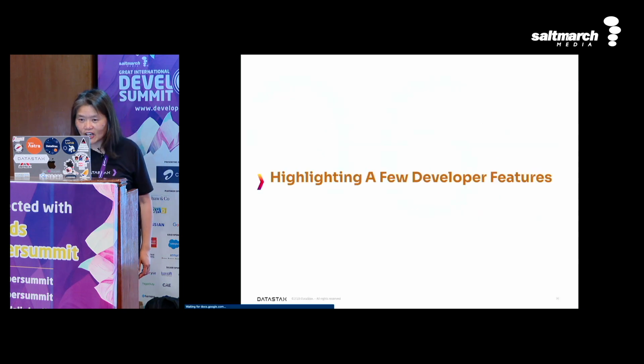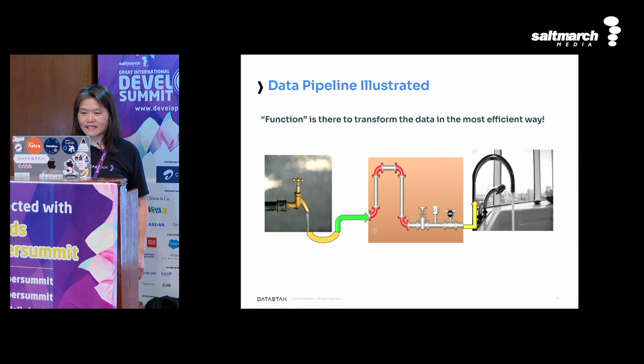Okay, I know there's a lot of things, so I'm just highlighting a couple more developer features here. Again, let's go back a little bit. We talked about a lot of things, from events all the way to all the data. The idea is that it allows us, as developers, and maybe some of your data engineering teams, to build data pipelines. So for data pipelines, let's look at it this way.